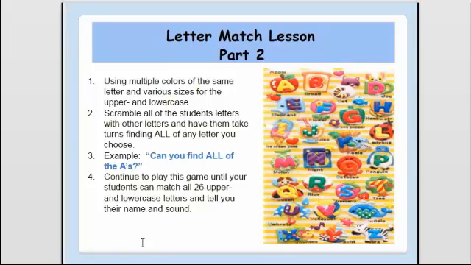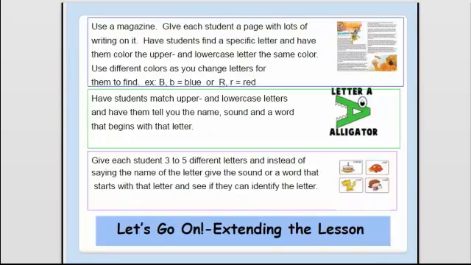In this lesson, you will use multiple colors of the same letter in various sizes of upper and lowercase letters. Scramble all of the students' letters with other letters and have them take turns finding all of any letter you choose. For example, can you find all of the A's? Continue to play this game until your students can match all 26 upper and lowercase letters and tell you their name and sound. There are several lessons and activities that can be used to extend this lesson.